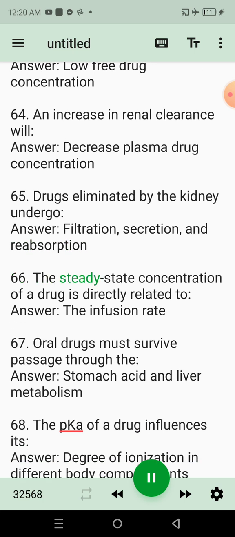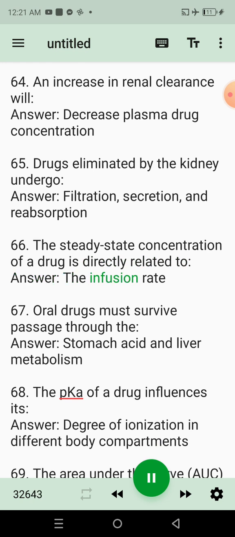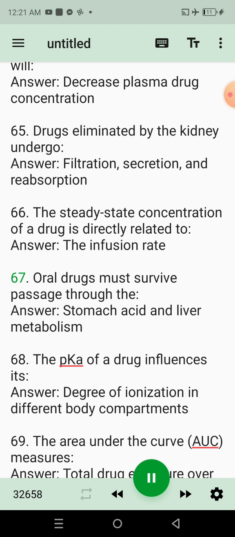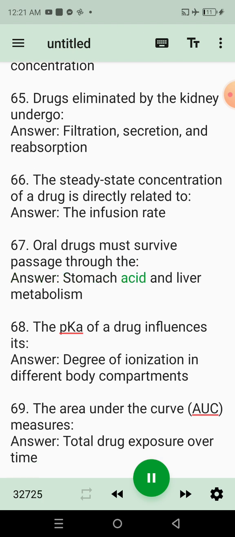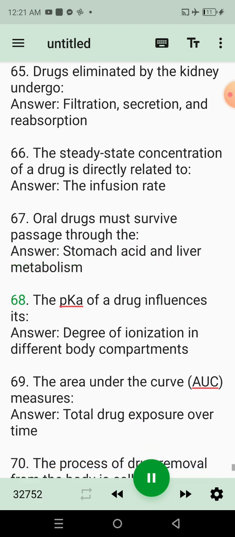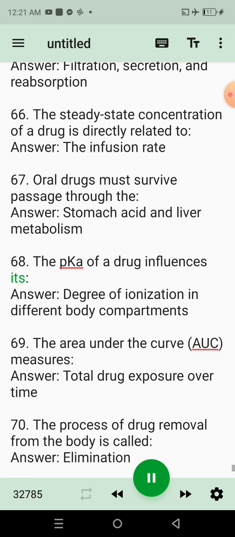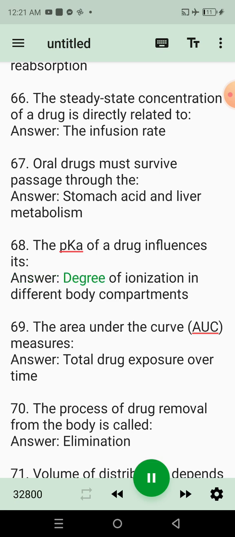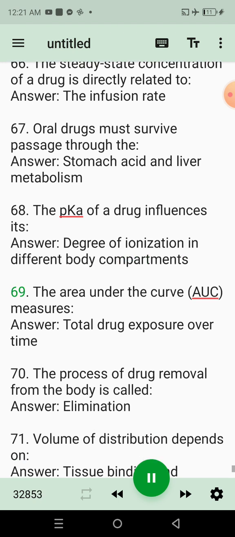66. The steady state concentration of a drug is directly related to? Answer: The infusion rate. 67. Oral drugs must survive passage through the? Answer: Stomach acid and liver metabolism. 68. The pKa of a drug influences its? Answer: Degree of ionization in different body compartments.